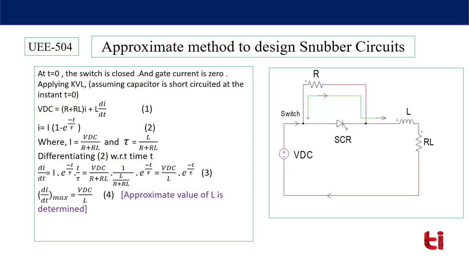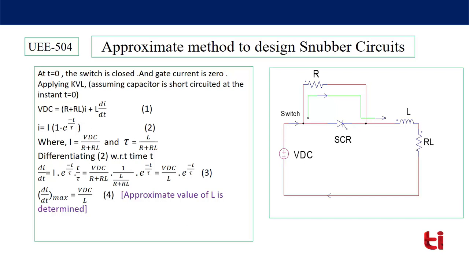Substituting the value of tau, we will get an expression dIdt is equal to VDC by L e to the power minus t by tau. So equation number 3 is giving rate of change of current with respect to time. So let's find dIdt maximum. From equation number 3, it is an exponentially decaying graph. So the maximum value we will get at t equal to 0. So dIdt maximum is equal to VDC by L.